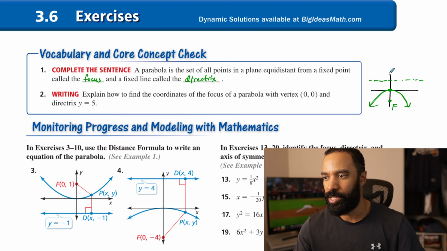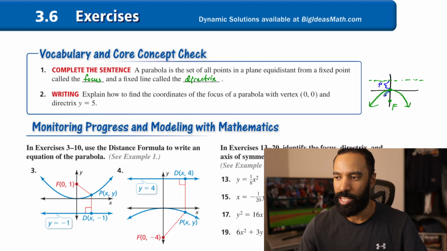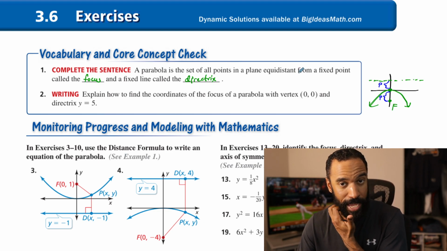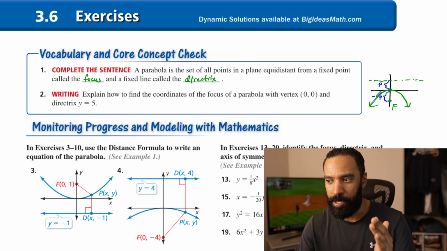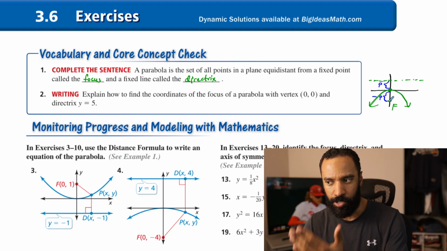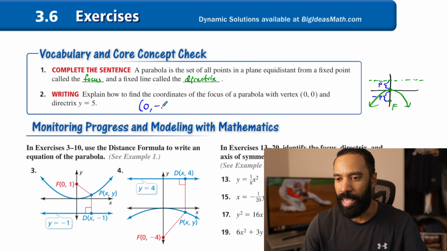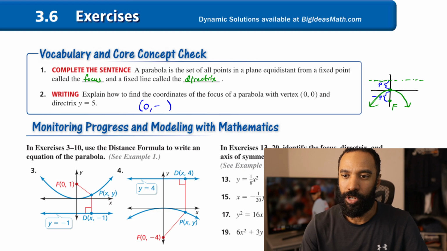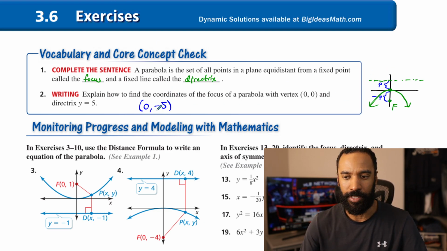The directrix is p units away from the vertex, and the focus is also p units away from there in the y direction. So if the vertex is at 0, 0, and this thing is p units up from here, then this would be p units down from there, right? You subtract p to get that. So the coordinates are going to be 0, comma, negative p in this case. And your p is 5. I didn't even notice that. y equals 5. So it's going to be at 0, comma, negative 5 right here. If this is 5 units up, this is 5 units down.